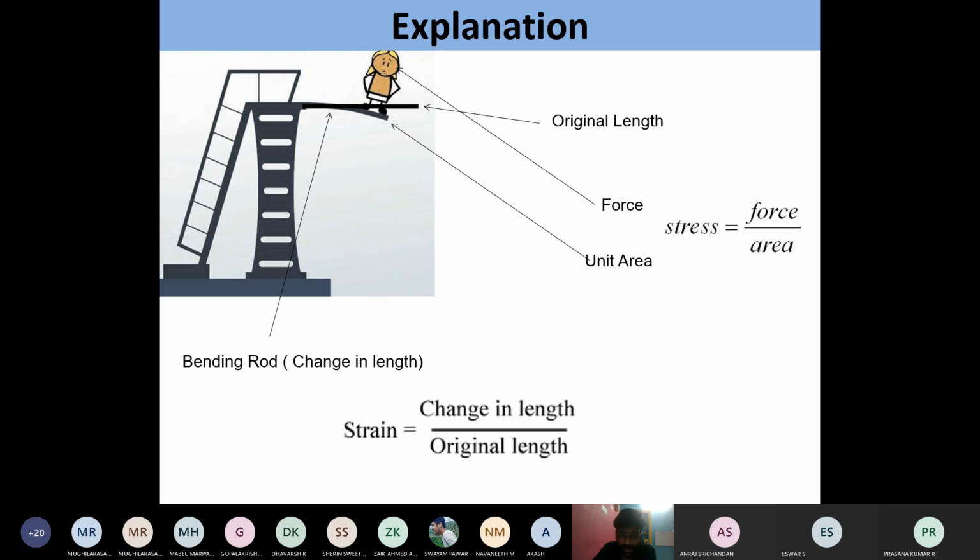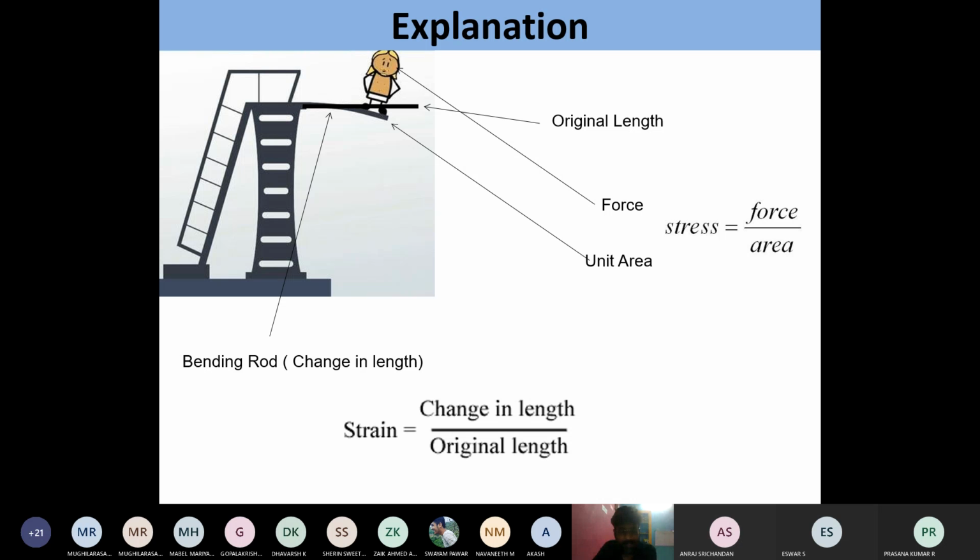After this original length is measured, the person stands at the end of the rod. We can see that when the person stands at the end of the rod, the rod tends to bend. This bend is nothing but the change. The force is applied on the unit area, and force per unit area is nothing but stress.